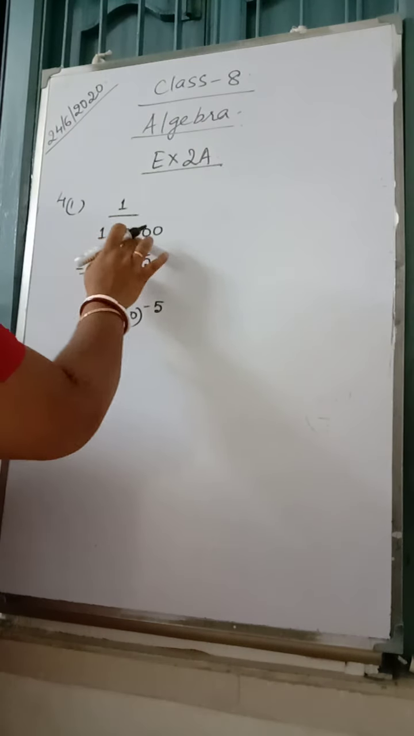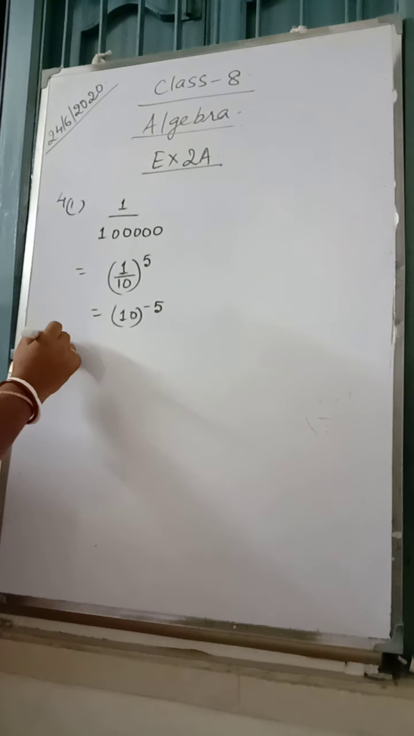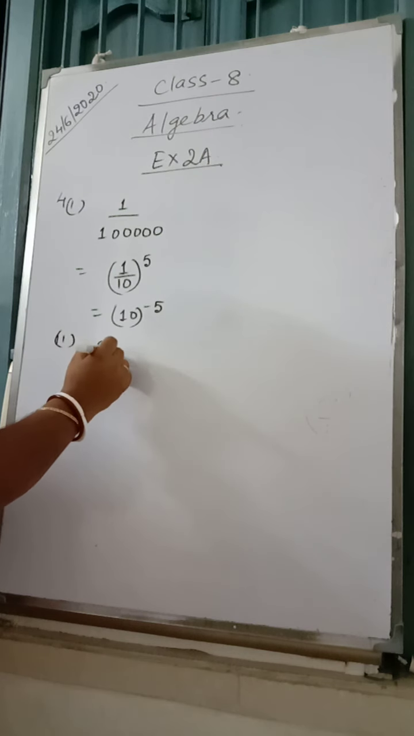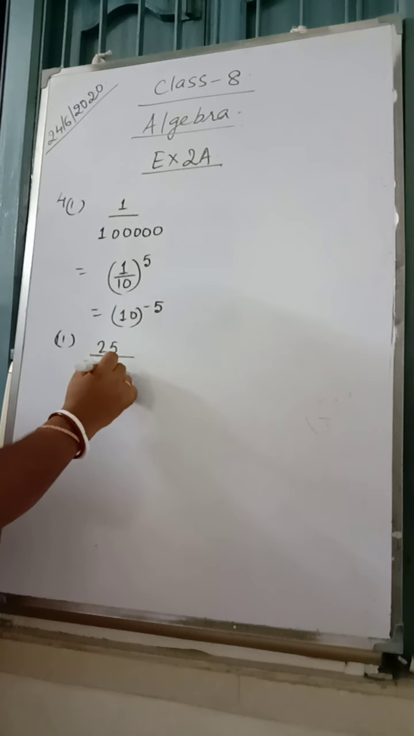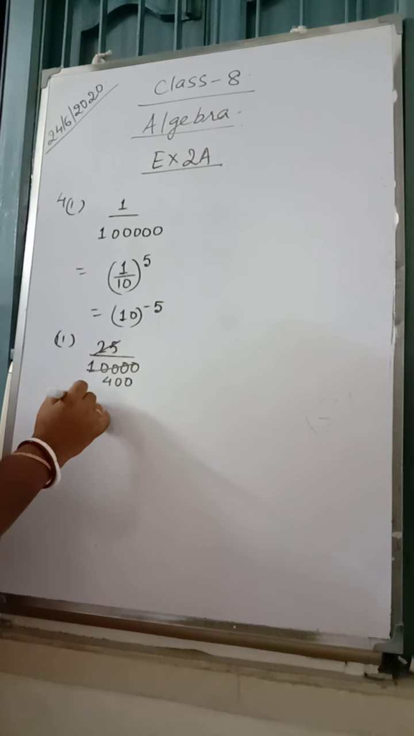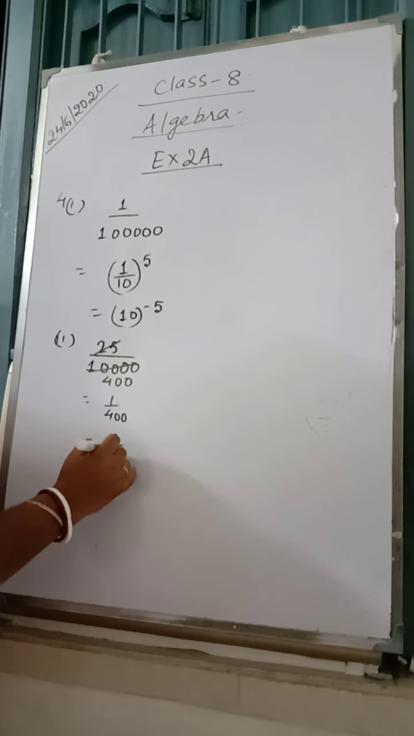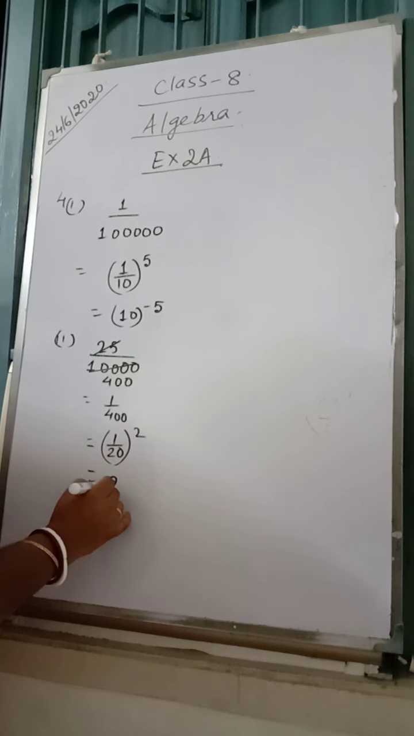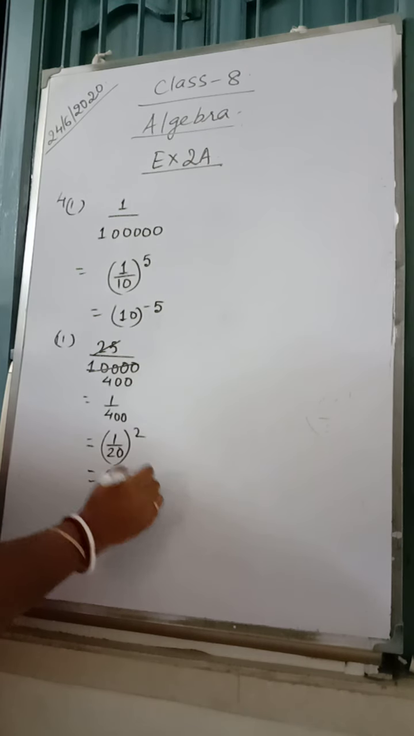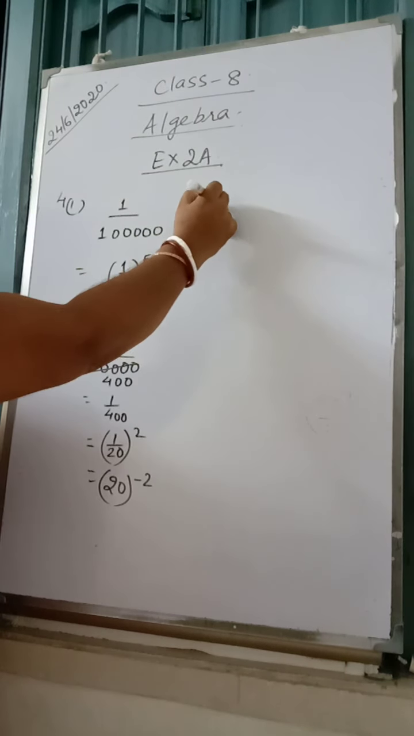The same thing now, 1 by 1 lakh. So I can write it 1 by 10 to the power 5. Now power has to be negative, so this would be 10 to the power minus 5. Similarly, number 2 is given 25 by 10,000. 25 fours are 100, 400. This is 1 by 400. Or I can write it 1 by 20 whole square. Now power should be negative, so this would be 20 to the power minus 2. This is number 2.